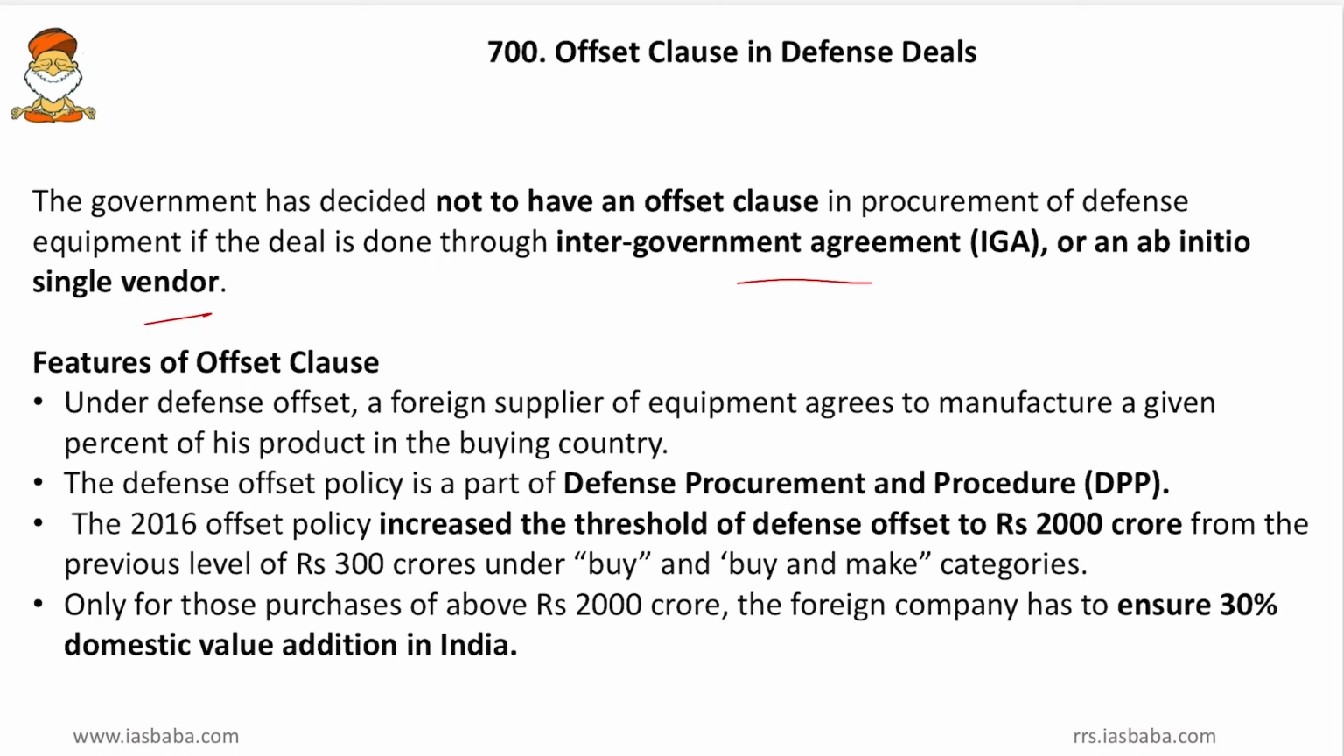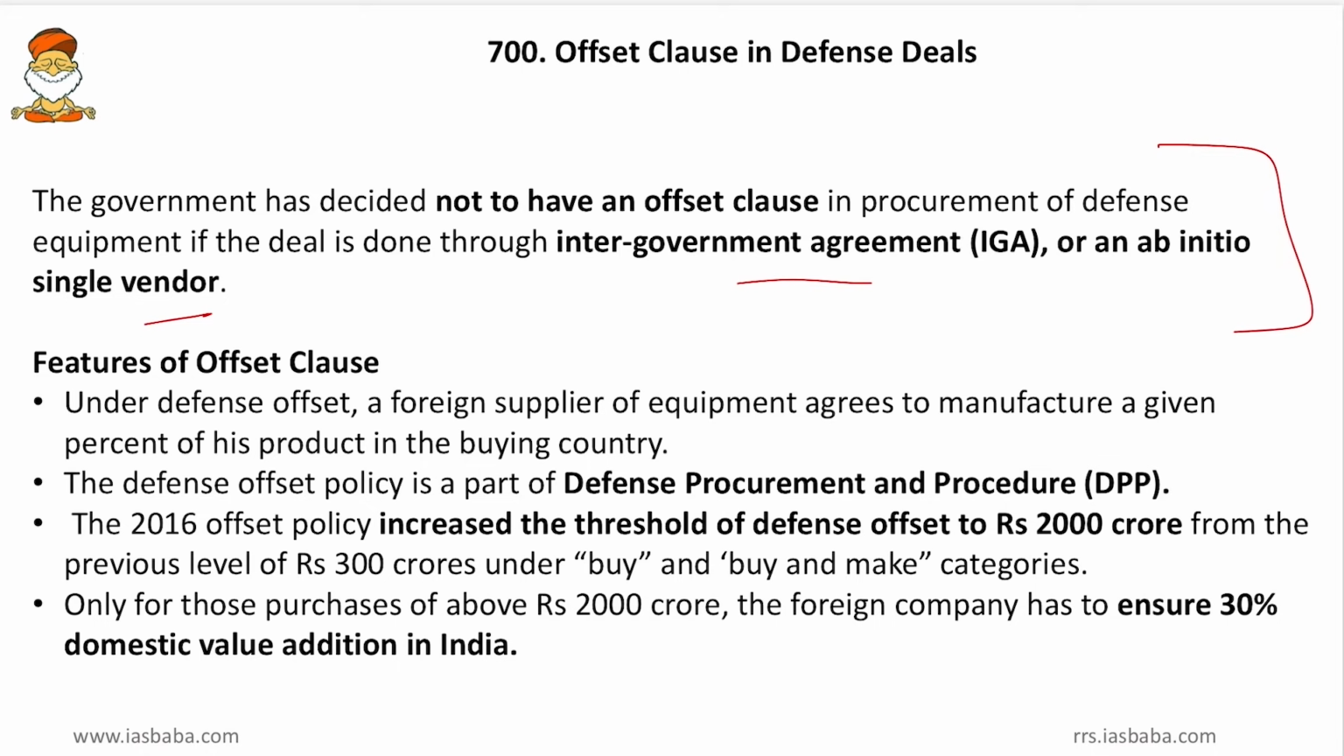So if the deal is between government to government, that is between the Indian government and the French government, or an ab initio single vendor, so if the deal is made at the very beginning with one single company, for example the first deal with the Rafale company, such deals will not have any offset clauses. So that is the meaning of this policy taken up by the government recently.